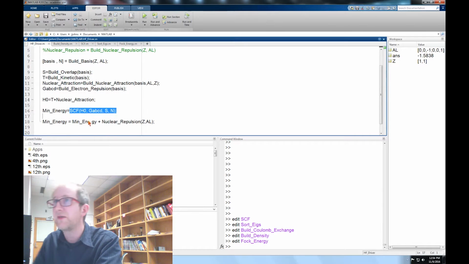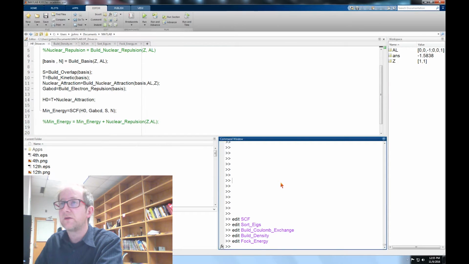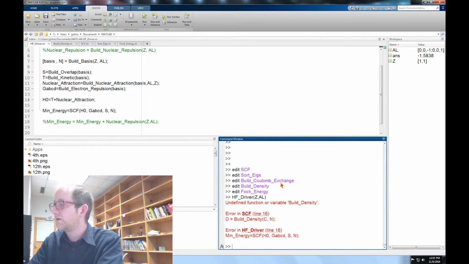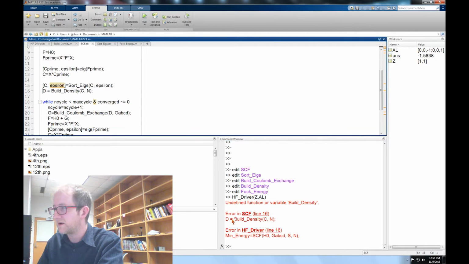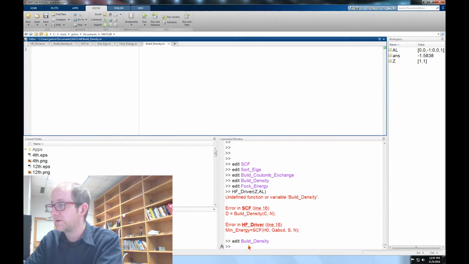So let's try at this point. If we go back to our HF driver, we've now written everything except the nuclear repulsion. So if I comment out this line, this should be a program that actually runs. So let's try HF driver. We have a little bit of a problem in here. Build density apparently does not exist. Line 18. Edit build density.